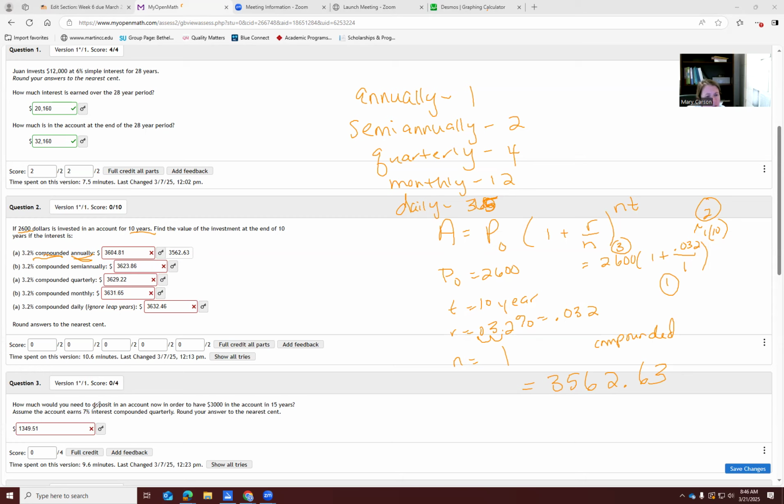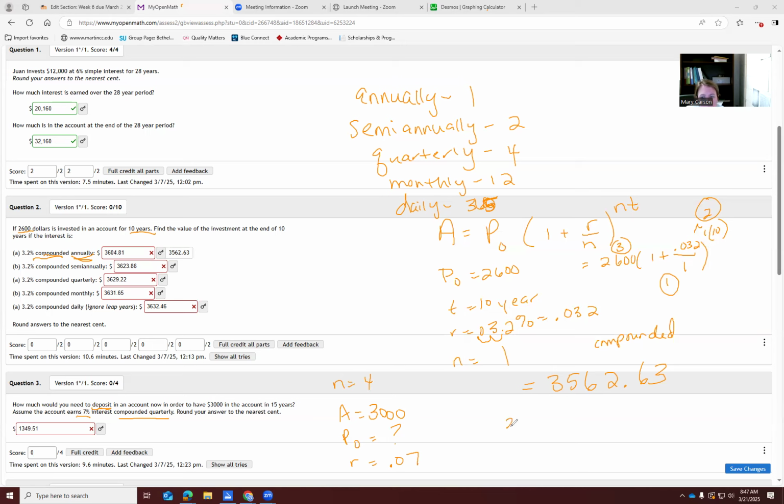All right, so let's look at question 3. How much would you need to deposit in an account in order to have 3,000 in the account in 15 years? Assume the account earns 7% interest compounded quarterly. So this time we want to figure out the P and we know the ending amount. You want to have 3,000 in the account, so that's going to be your A. We don't know P. We know R is 0.07 and N is going to be 4, since it's compounded quarterly.